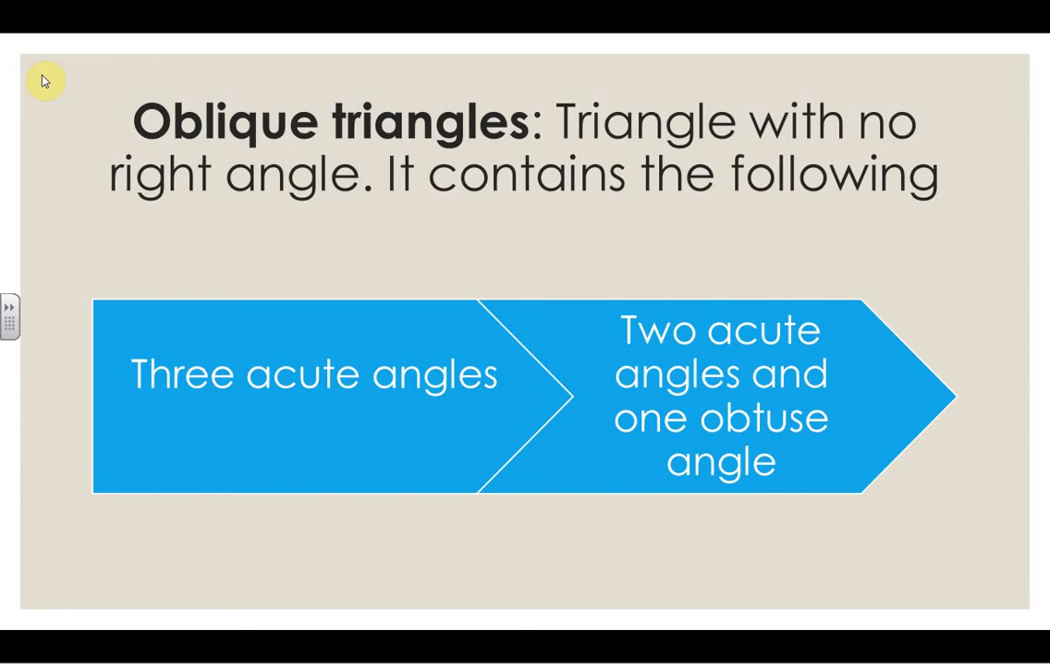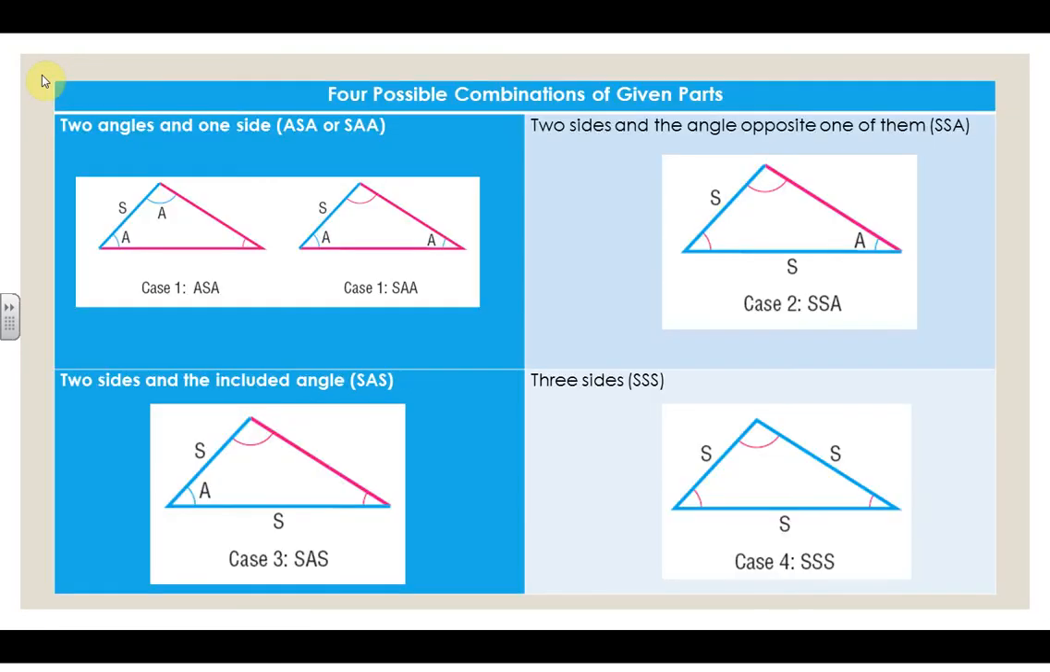Anyway, an oblique triangle is a triangle with no right angle. It's either going to have 3 acute angles or 2 acute angles and 1 obtuse angle. Meaning no right triangles, people. You have 4 possible combinations of the given parts. This will come into play when we talk about the ambiguous case.